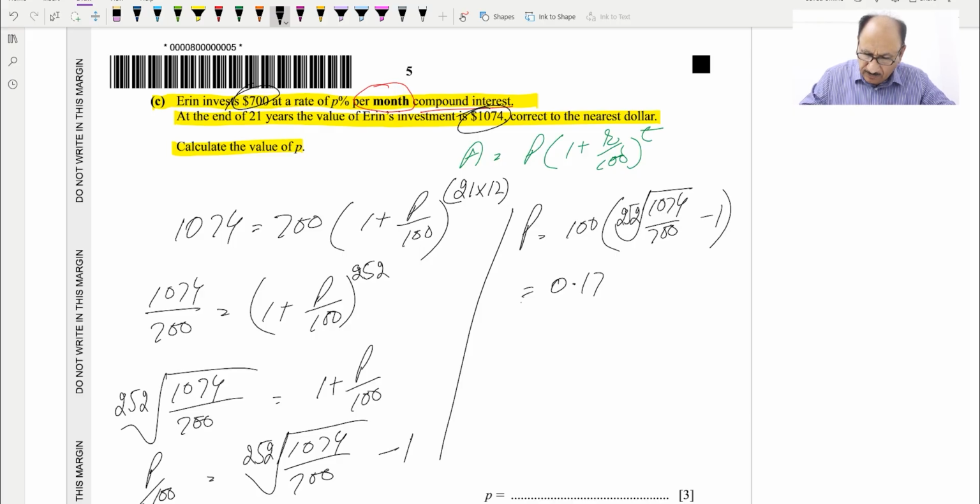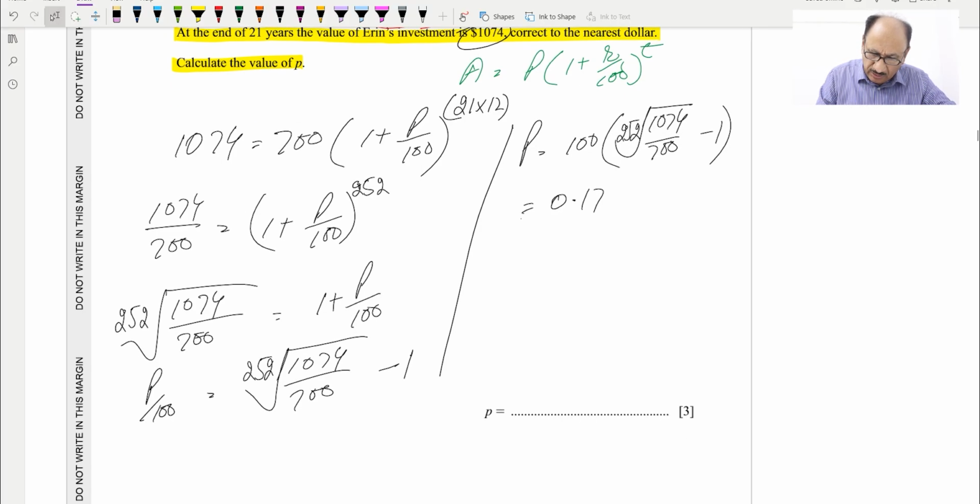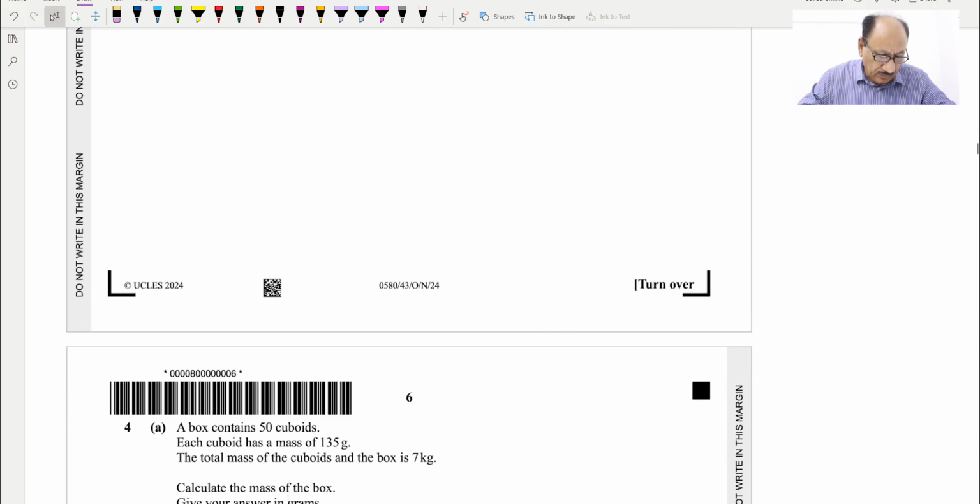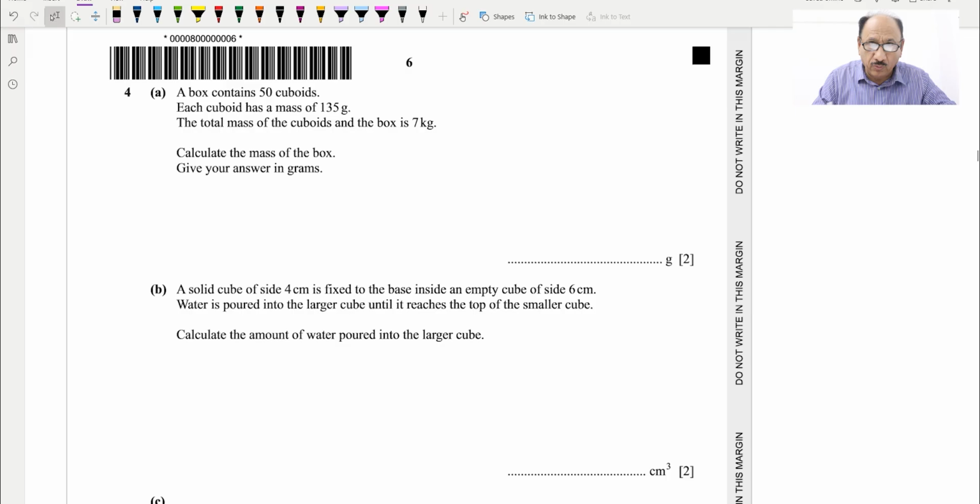This will be the p value, which we can write here as 0.17, and we have scored 3 marks in this part. Now question number 4 says a box contains 50 cuboids.